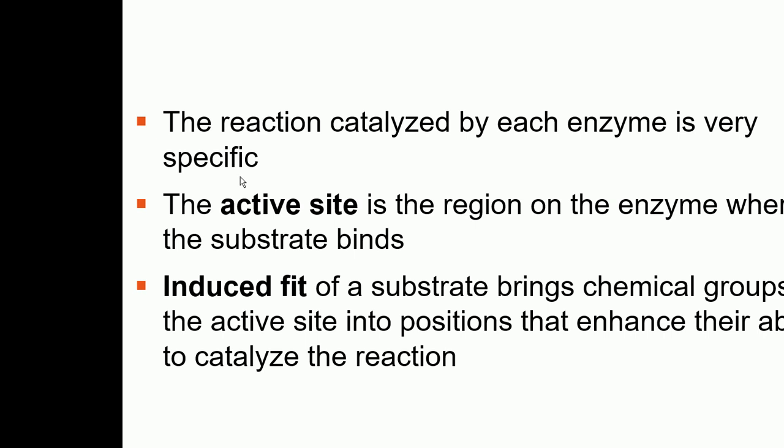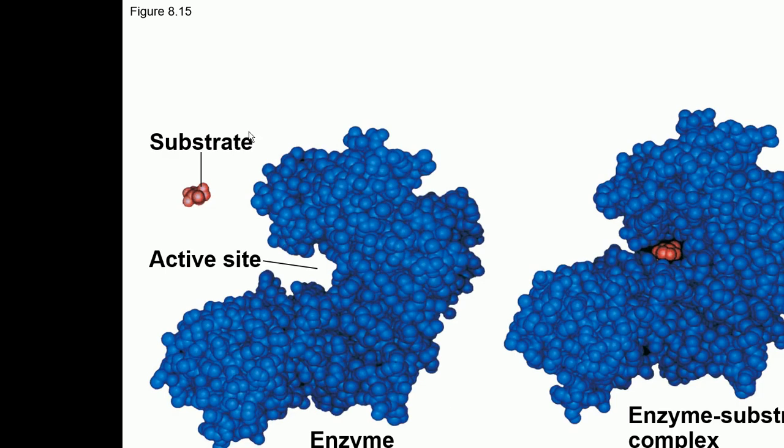When the substrate binds on the active site of the enzyme, some change takes place in the active site of the enzyme, and that makes the substrate fit better into the active site. That's called induced fit. So induced fit of a substrate brings chemical groups of the active site into positions that enhance their ability to catalyze the reaction. This is an enzyme, and this is the place where the substrate is going to bind.